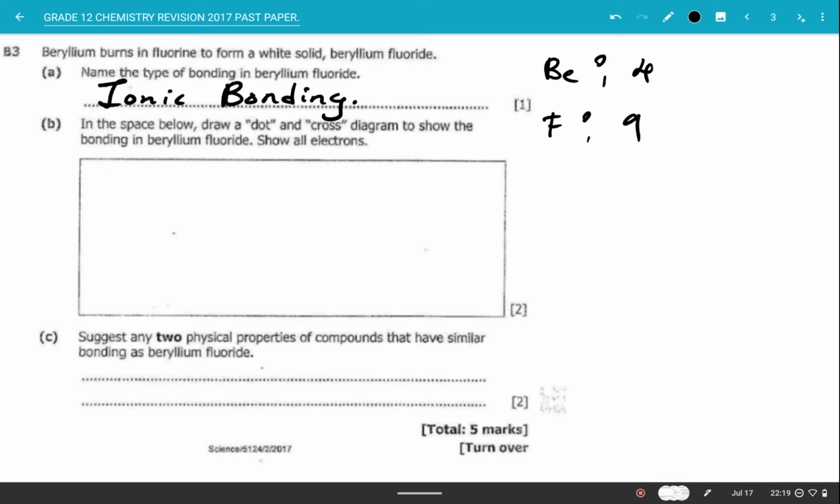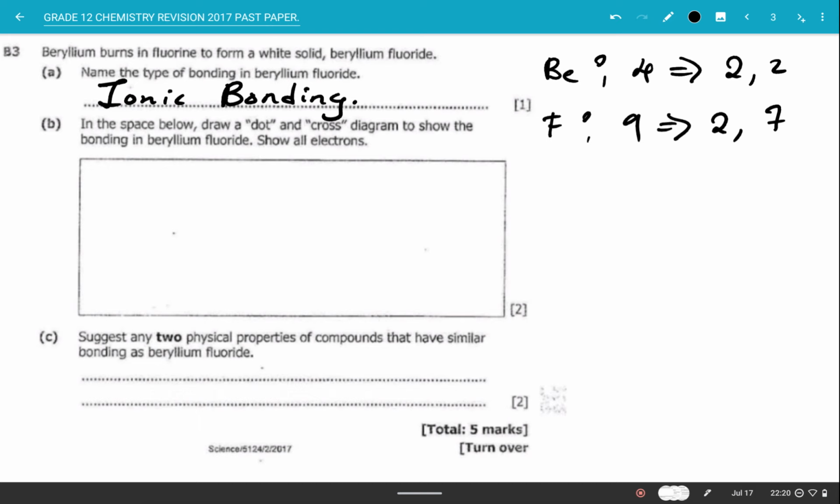Fluorine. So the electronic configuration of beryllium would be 2, 2, while the electronic configuration of fluorine will simply be 2, 7, if you remove 2 from 9, you get 7. So how are we going to draw the bonding structure for beryllium and fluorine? Now we need to do a crisscross where we write the valency of each particular element in order to know the type of compound that we formed.